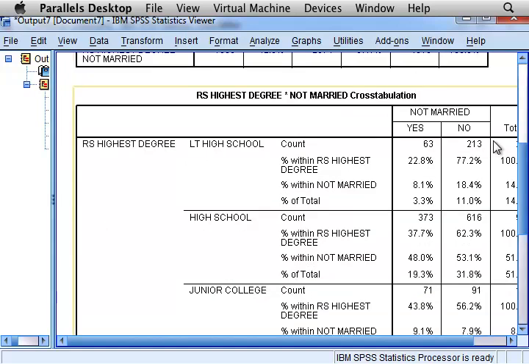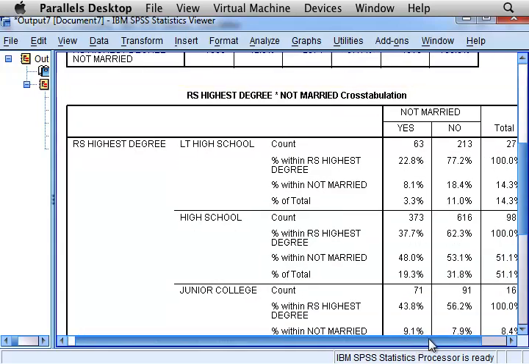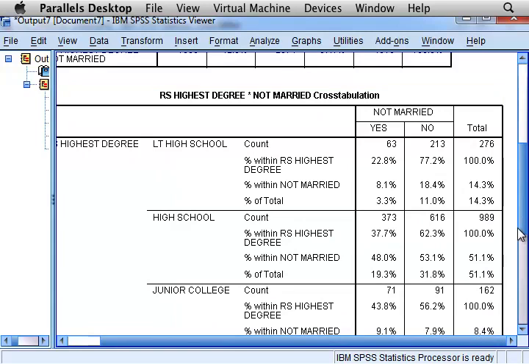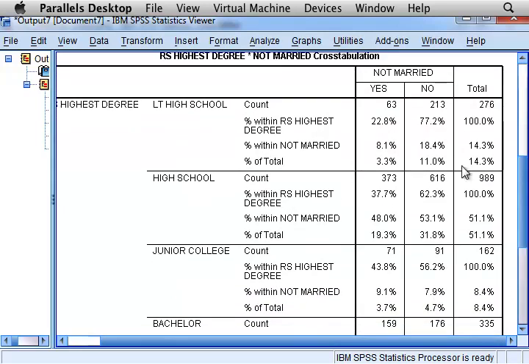Going down to the actual cross-tabulation, it is an extensive table because there are a lot of different categories. But let's look at one cell to start with. So the number of people that were not married. So these are the single individuals. You can see that there were 63 people who were both single and completed only below high school out of the 276 total individuals that did not complete high school.